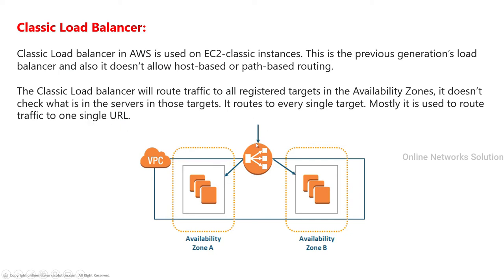You can see here as an example, it is our classic load balancer. There are two availability zones, zone A and zone B, and you have created multiple instances in zone A and zone B, and it will transfer your load and traffic to both sides in the same situation.